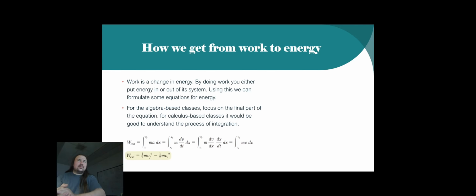Using work, we can do quite a bit of formulations to get some new equations. Okay, those will give us the equations of energy. If we know that work is simply a transfer of energy, we can then look at that change in energy and get an equation for energy itself. So for the algebra-based courses, really just worry about the final part of this derivation, right? So your work here is just 1/2 mv squared, and it's going to be the final minus the initial, but the change in energy is known as 1/2 mv squared, okay, the mass times velocity squared.